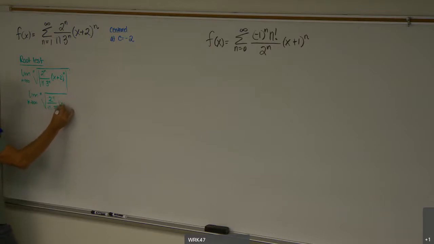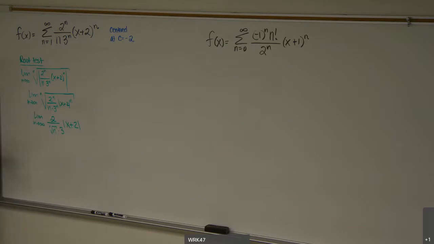The absolute value does need to stay on the x plus 2 because, again, we don't know what x is. The root splits up over multiplication and division, so we can distribute this root over every term here. The nth root of 2 to the n is just 2. The nth root of n, well, we'll have to take that limit. The nth root of 3 to the n reduces to just the number 3. And the nth root of x plus 2 to the n reduces to the absolute value of x plus 2.